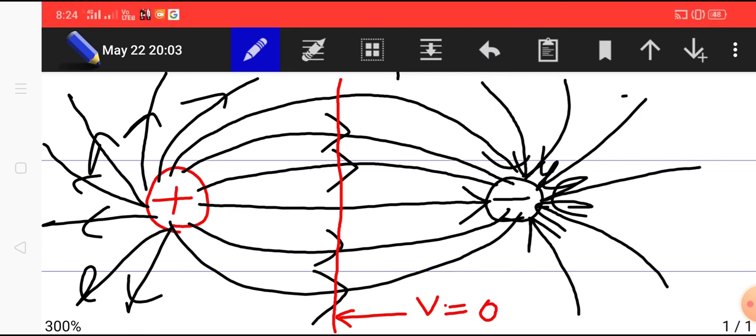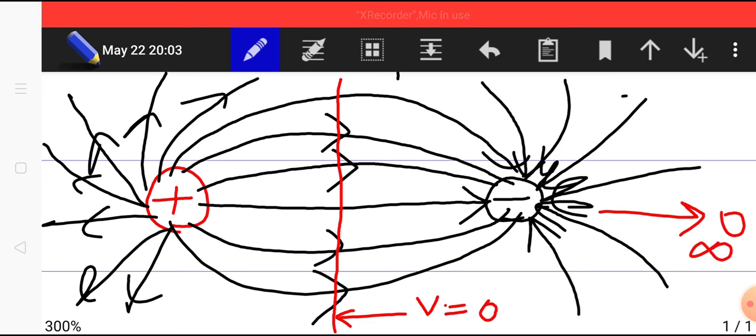Now one more interesting fact, as we know the formula of V is kq/r. So on the right hand side of the negative charge, voltage will become zero only at infinity. Similarly, on the left hand side of the positive charge, voltage will become zero only at infinity. But we know that voltage is zero on the equatorial line. So for your equipotential surface, this straight line, if you want to draw it on the left, you have to go to infinity, which is not possible to show in a diagram.